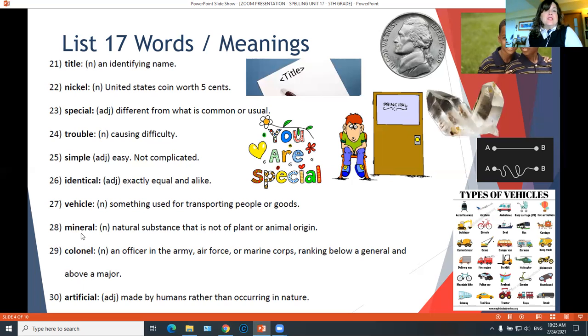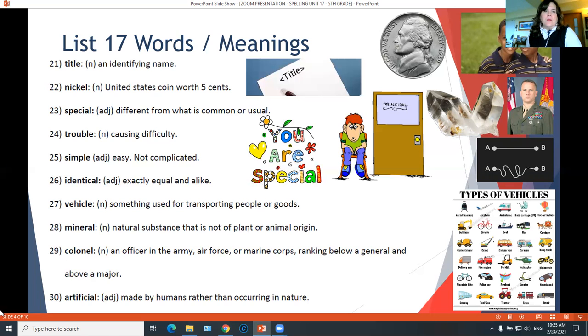Mineral. Mineral is a natural substance that is not a plant or animal. In the picture we have quartz crystals. This is a very, very nice looking mineral. Okay. Colonel. Colonel is an officer in the army, Air Force, or Marine Corps. We have a colonel in the picture. That ranks below a general, is not as powerful as a general, and it's above a major.